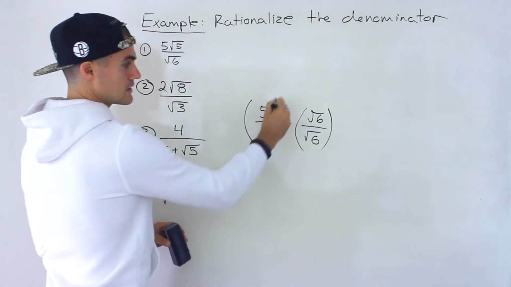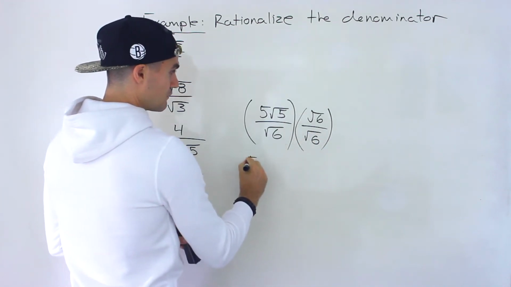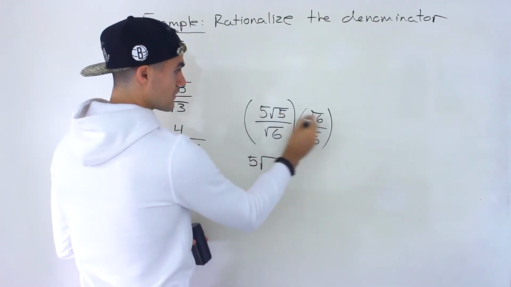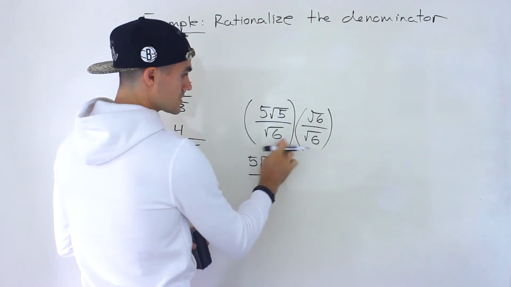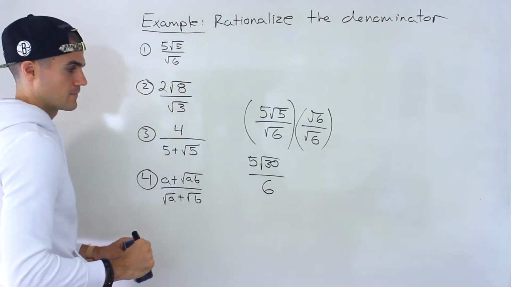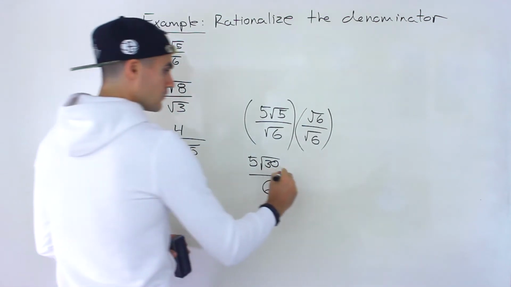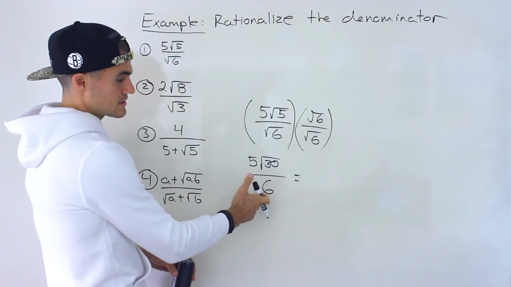So it's like we're taking this, multiplying it by 1. So this would end up being 5 root, what's 5 times 6? 30. And then root 6 times root 6 would give us 6, like that. And then what you want to do is you want to see, can you simplify this? Notice 5 over 6 doesn't simplify.